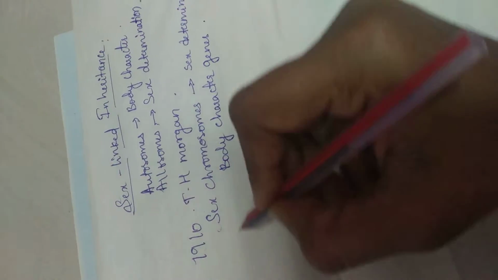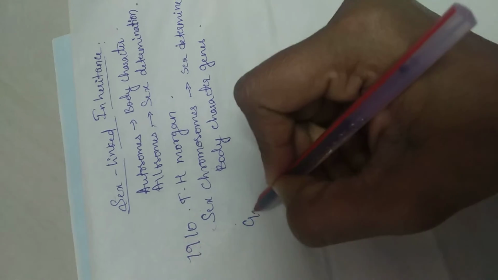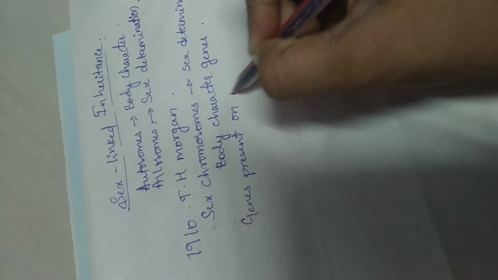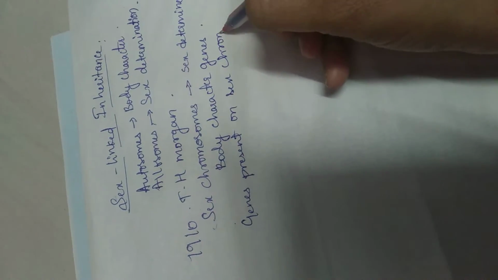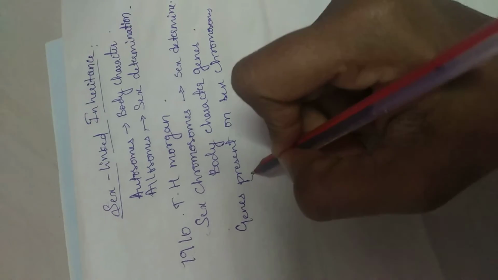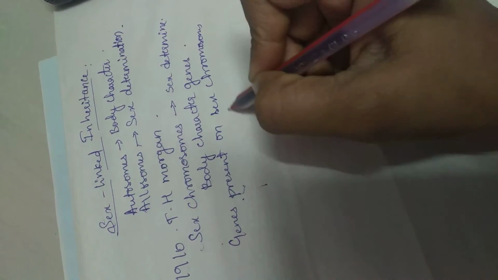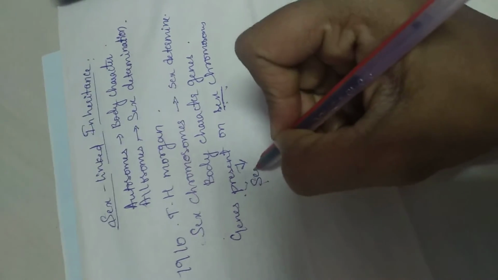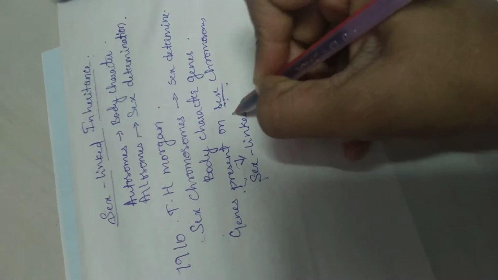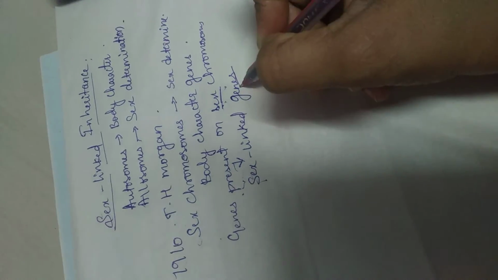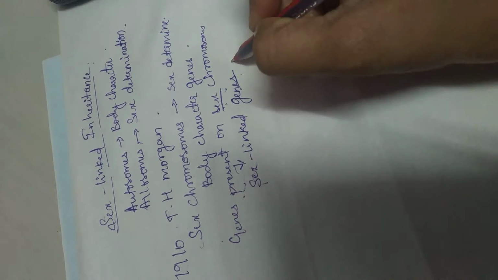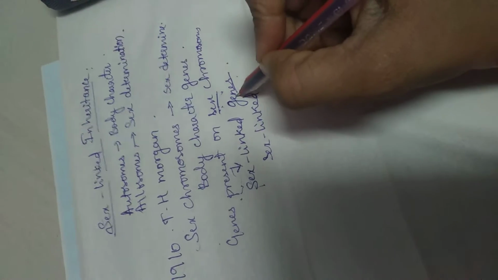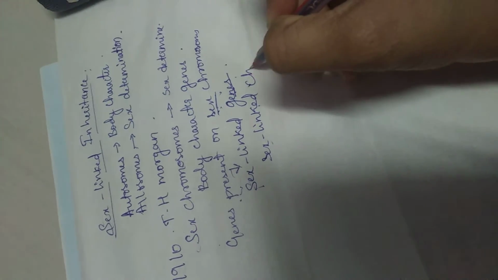Now, the genes which are carrying body characters are present on the sex chromosome. These body characters are transmitted from one generation to another generation along with the sex. So such genes are called sex linked genes. These genes are having some characters, and those characters are known as sex linked characters. The characters which are exhibited by this gene are known as sex linked characters.